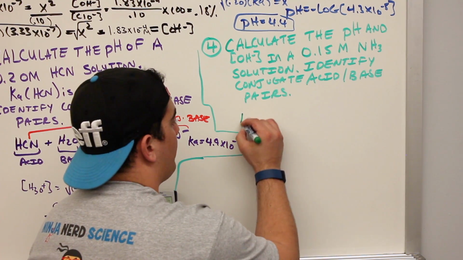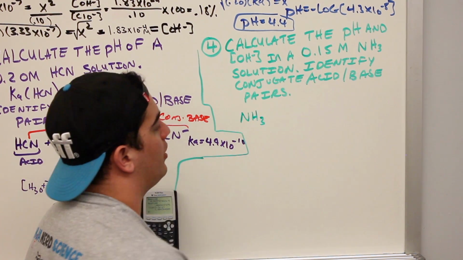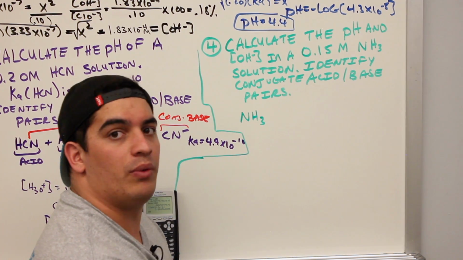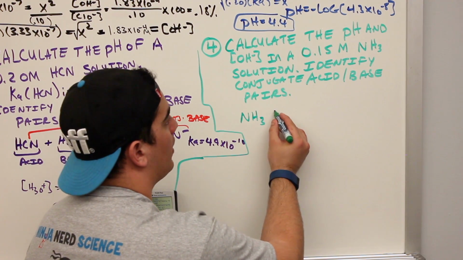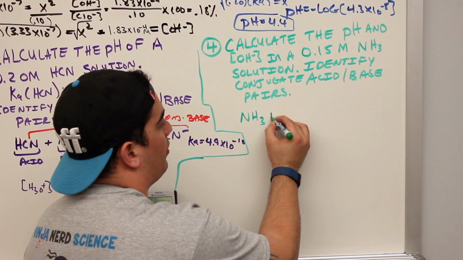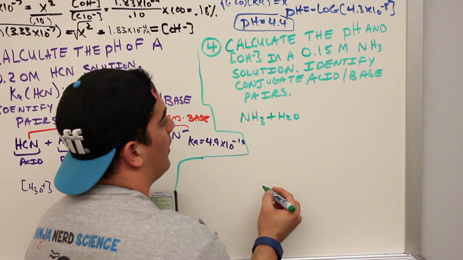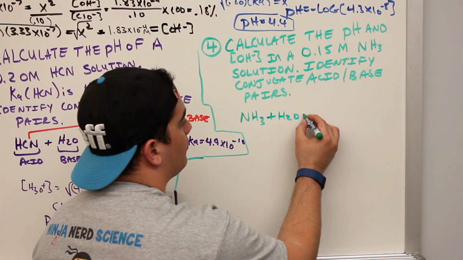Okay, so we got ammonia. We know that ammonia, just try to remember, guys, that ammonia is a weak base. So this is one to actually kind of commit to memory, that ammonia is a nice weak base. Okay, and then what happens? We're going to react this with water. If we react it with water, what happens?